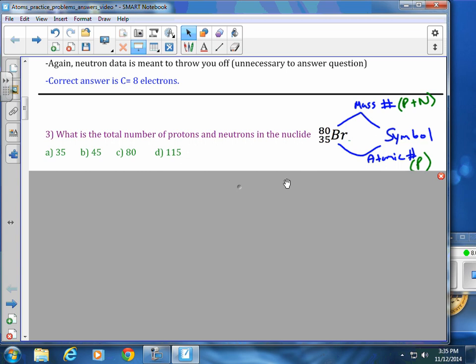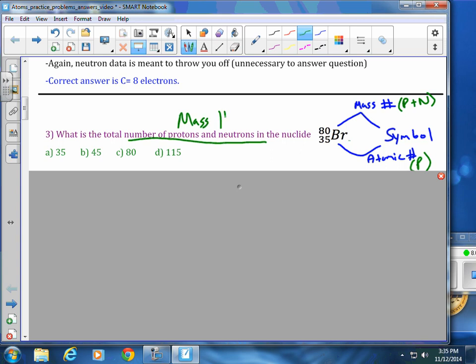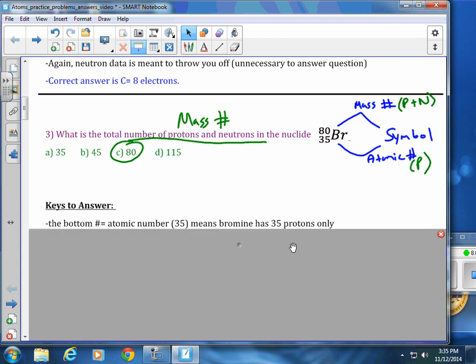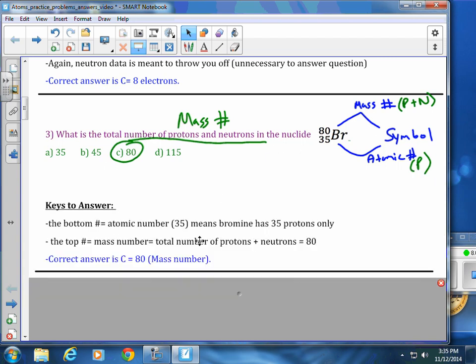I'm asking you, what is the mass number? This is literally the definition of mass number. So I'm asking you, what is the mass number of this nuclide? The correct answer is C, 80. You don't have to do any math or anything in order to answer that question. So in order to understand it, you need to know that these things here.